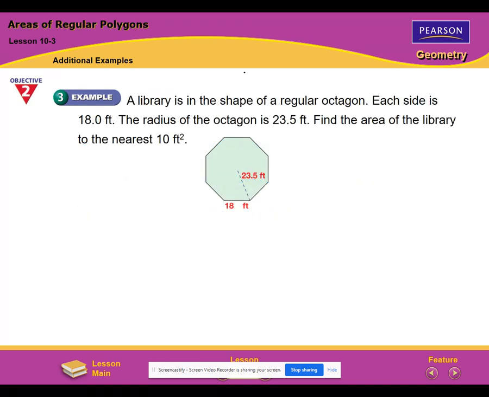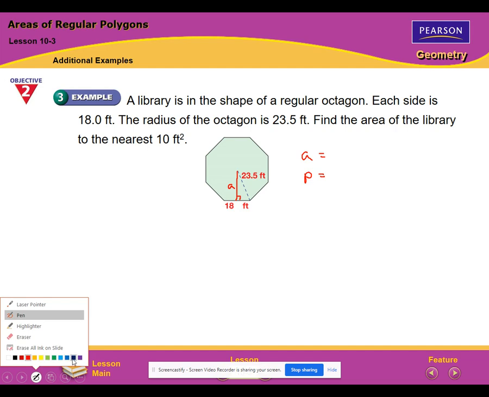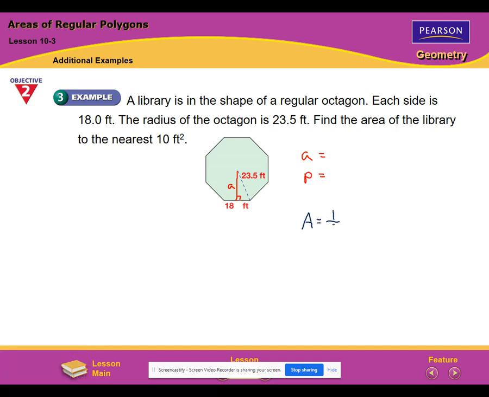Take a look at this one, an octagon. The radius is given here as 23.5. A side length is given as 18 feet. Here's what we can do. We can draw down and make ourselves a triangle, so to speak, an embedded triangle. And this length right here would be the apothem. We're going to need that. Okay? Basically what we need is the apothem and the perimeter. And once I have those two numbers, I can plug them into 1/2 apothem times perimeter. Okay?